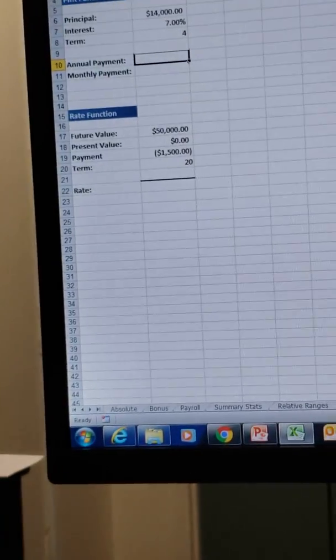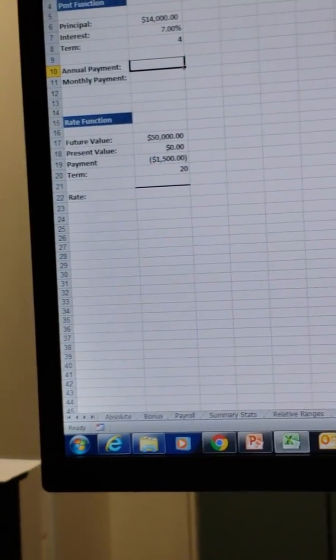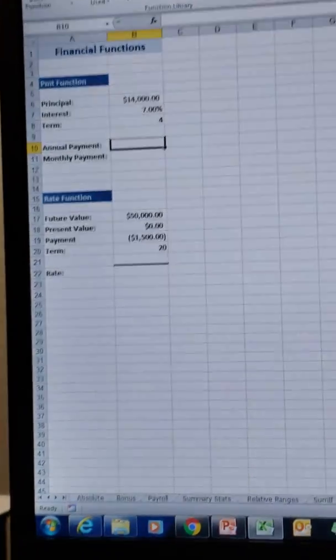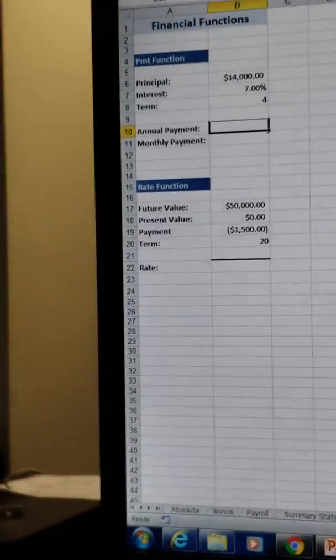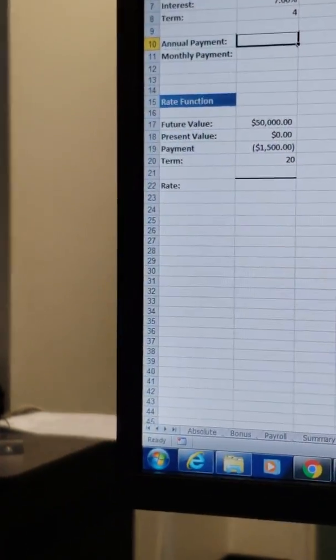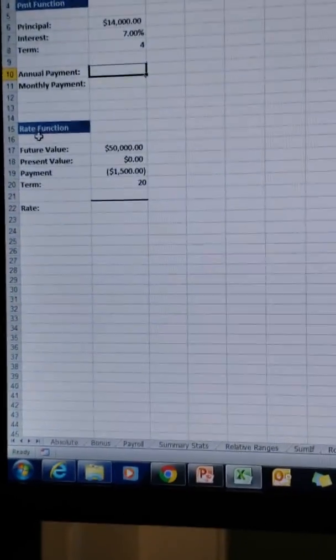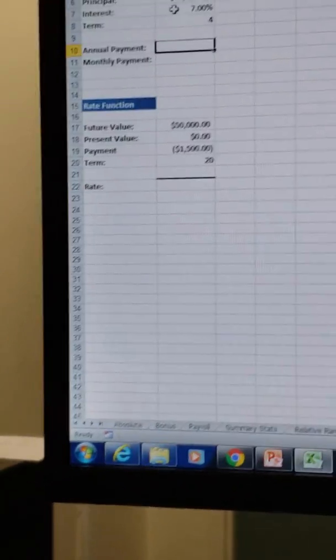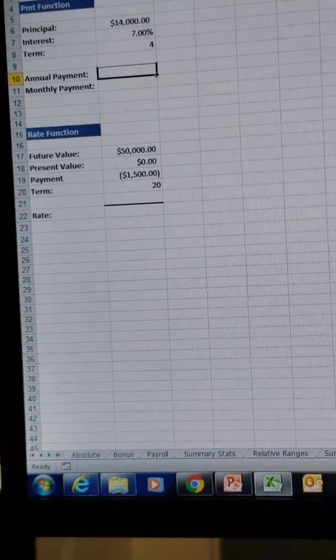Now, one of them is called equals PMT, not equals PYT. That's a pretty young thing. That's not even a thing in Excel. But we all know what that is about, right? Michael Jackson's PYT.